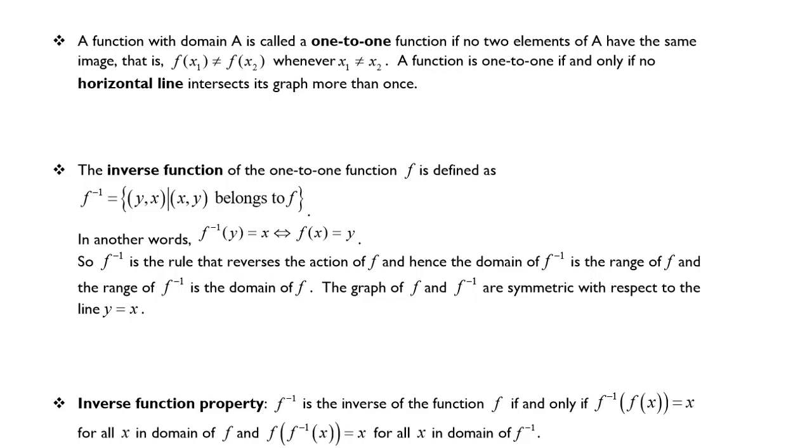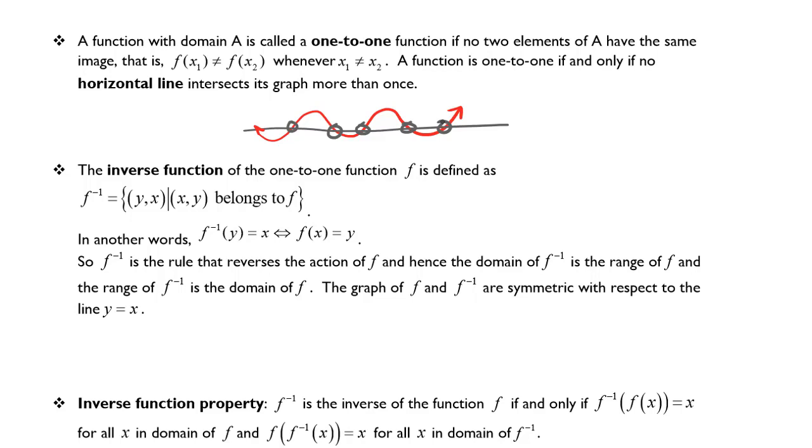A function is one-to-one if and only if no horizontal line intersects its graph more than once. But if I were to look at a sine function, we can see that it clearly would not be one-to-one because every period the graph will hit in multiple places for that horizontal line test.